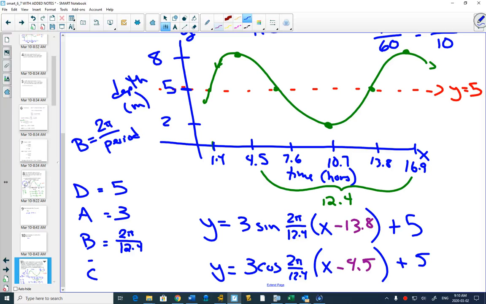Then part B says estimate the water at 1:30 p.m. Where is 1:30 p.m. on your graph? How would be 1:30 a.m.? 1.5. Where would 1:30 p.m. be? 13.5.